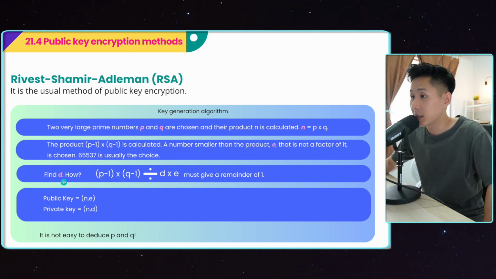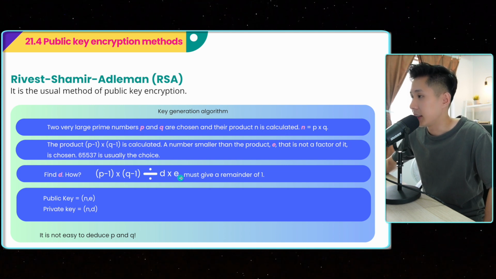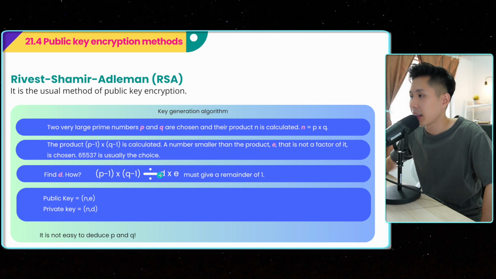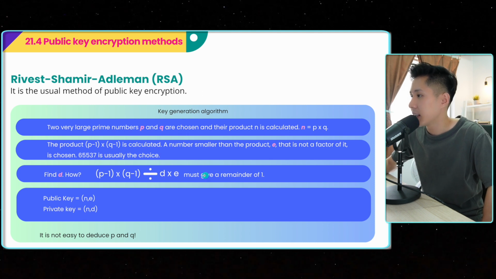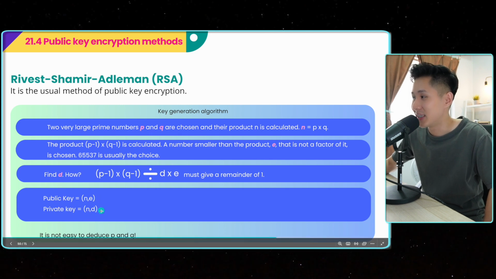And then we'll find another term called d. How do we do that? We basically use this formula: (p minus 1) times (q minus 1), which is what we just calculated, and d times e divided by it must give a remainder of 1. So this is like a linear equation. You have to find d here. As long as this equation gives a remainder of 1, then that's your d. And then the public key will be (n, e), and the private key will be (n, d).